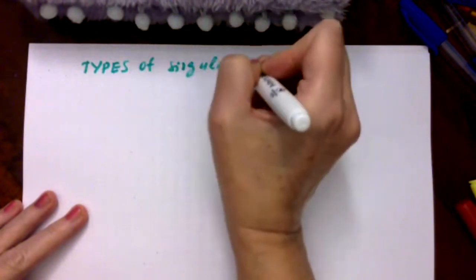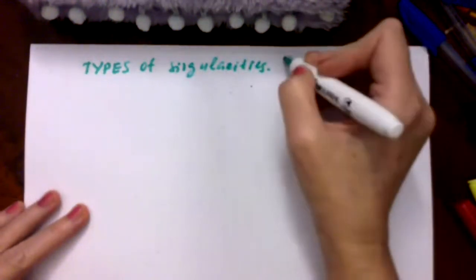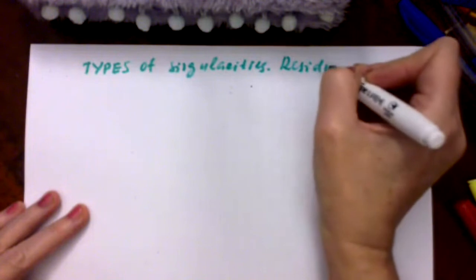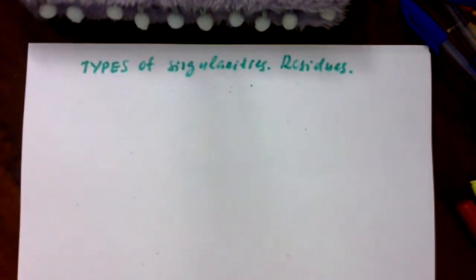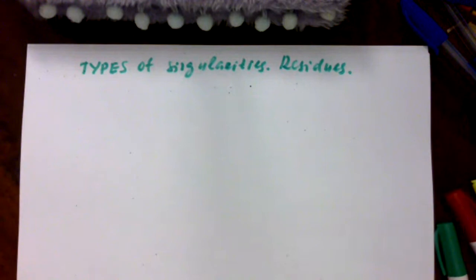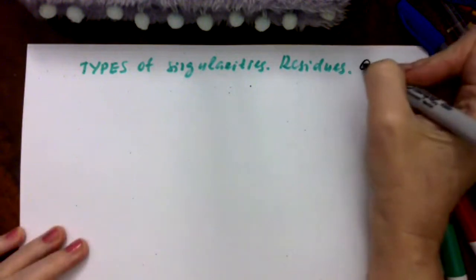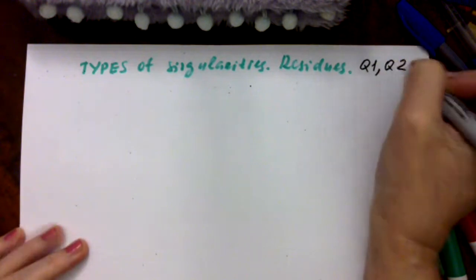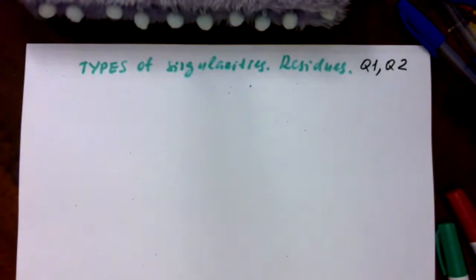types of singularities, sorry for my handwriting. And the next topic will be calculation of residues of functions in these singularity points. And this is actually the topic of questions 1 and 2 from your tutorial sheet 12. So bear in mind that this is the topic of these 2 questions.